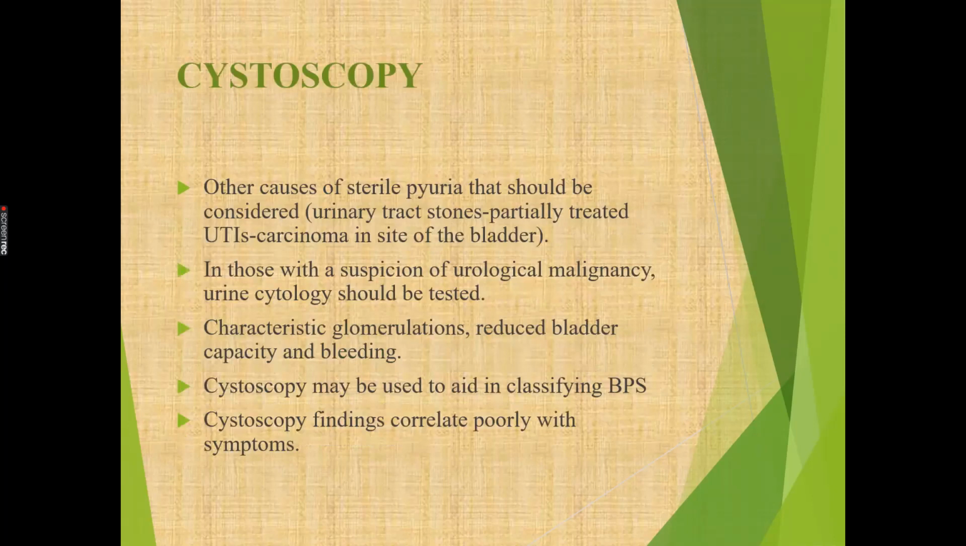Cystoscopies, other causes of sterile pyuria should be considered. Urinary tract stones, partially treated UTI, carcinoma in situ of the bladder. In those with a suspicion of urological malignancy, urine cytology should be tested. Characteristic glomerulation, reduced bladder capacity, and bleeding could also be found. Cystoscopy may be used to aid in classifying the BPS, the bladder pain syndrome. Cystoscopy findings correlate with the symptoms.